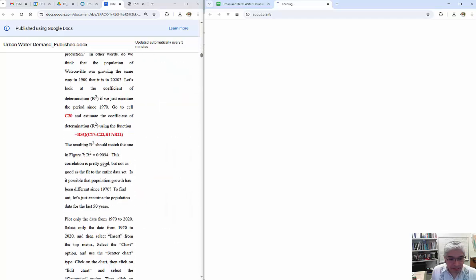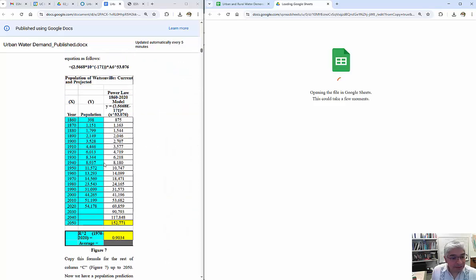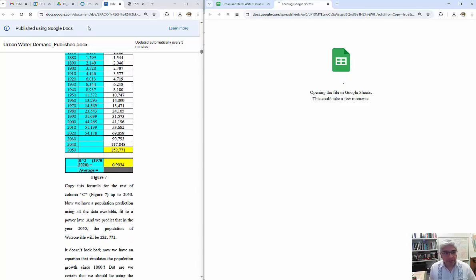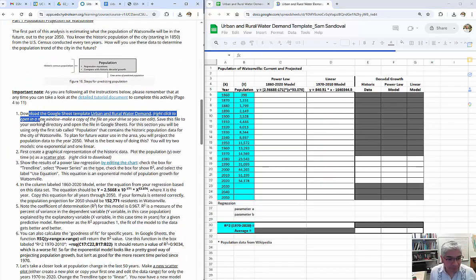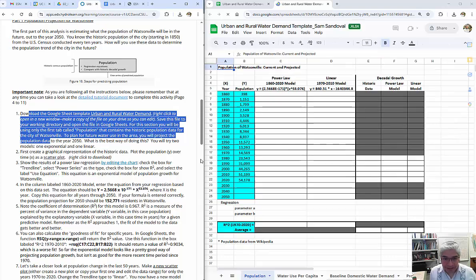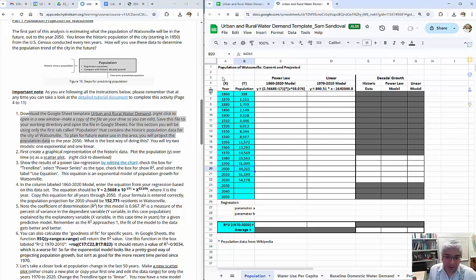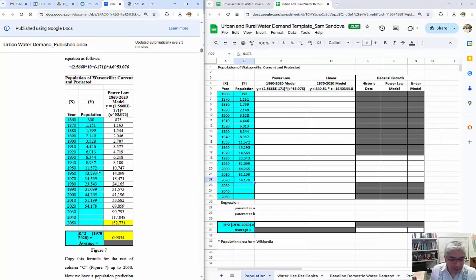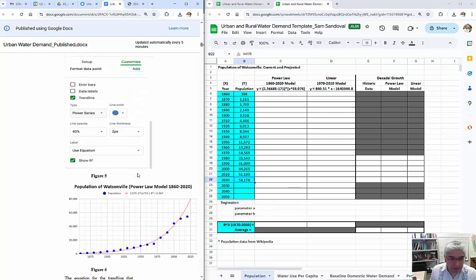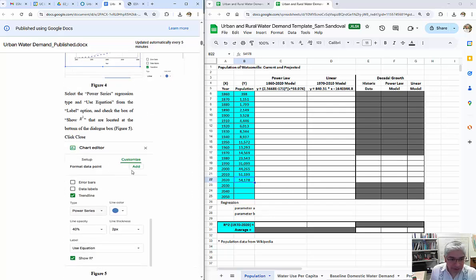In the meantime, let's go back to what we have discussed before. Actually, in here you can also see the very summarized instructions on how to do this exercise. What we want to do here is to estimate the population, in this case of Watsonville, all the way to 2050. The first thing it is asking us is to create a plot.